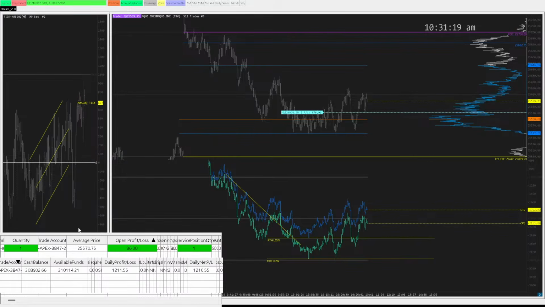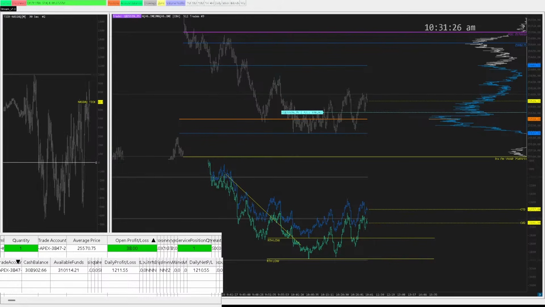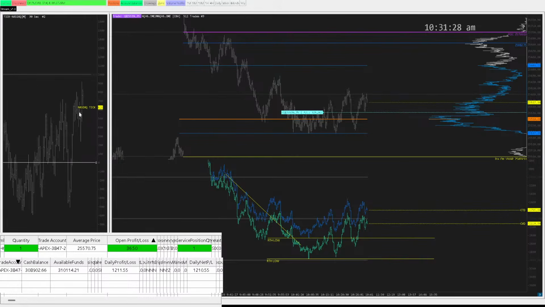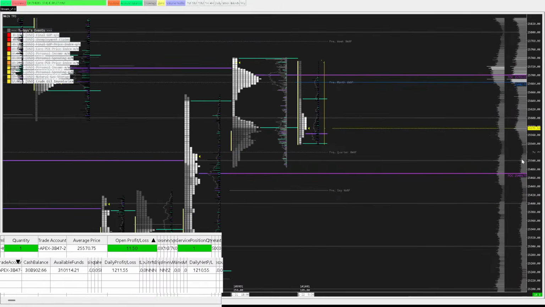Let's take a look at the TPO chart again, since some of you guys are asking me for it. You guys can see the tick, right? Tick is rallying, not super hard. It's not hitting extremes. There's a lot of selling into it. But this is where we're at TPO chart wise.